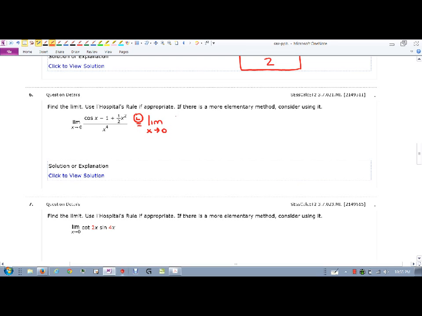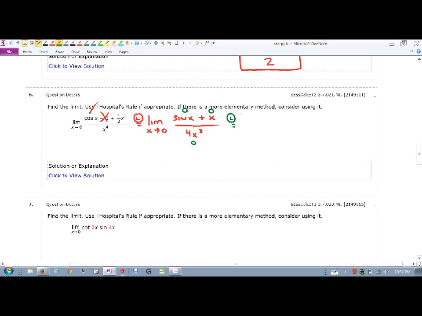The derivative of the top: the derivative of cosine x is sine x. Got that one. The derivative of 1 is 0. The derivative of 1/2 x squared, the 2 comes out, half of 2 is 1, so we just get x. And on the bottom, we get 4x cubed. Now, let x go to 0 again on top and bottom. Sine of 0 is going to give us 0, and then 0 here, and on the bottom 0. So we get 0 over 0 still.